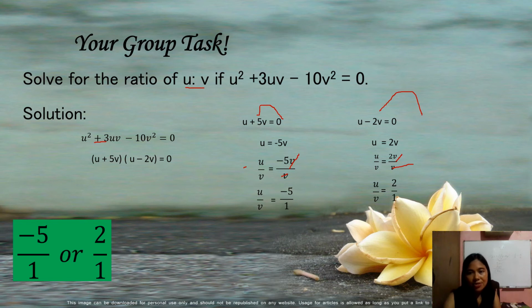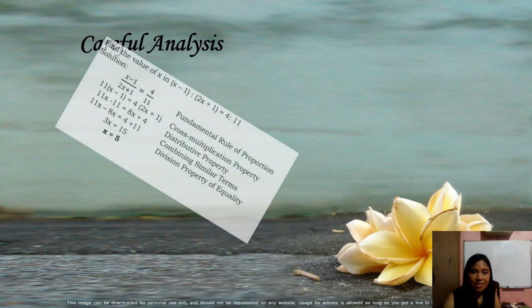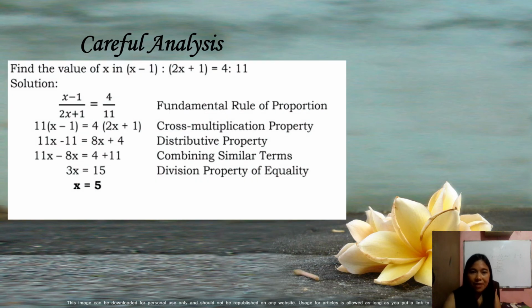Okay, so the correct answer is 2 over 1. So we now have here our final answer. Okay, another example presented, this one: find the value of x in x minus 1 is to 2x plus 1 equals 4 is to 11.